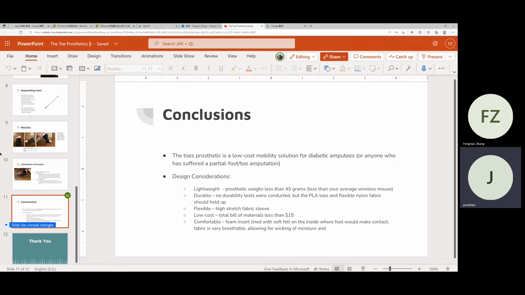And then it is comfortable. The foam insert used in the final product was lined with soft felt on the inside where the foot would make contact. And the fabric is breathable, which would allow for wicking of moisture and also for just general ventilation.